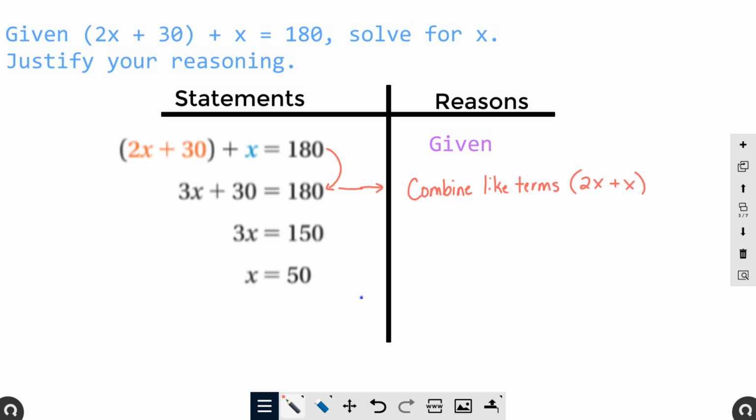Okay? Now, for the next reason, what happened from that statement to the next statement, and we put that reason here? Subtracted what? That's right. We did the subtraction property of equality. Now, you can shorthand property of equality because writing all that would probably get on your nerves about as bad as these proofs. So you can put prop of EQ if you want to, and then we know it's the property of equality.